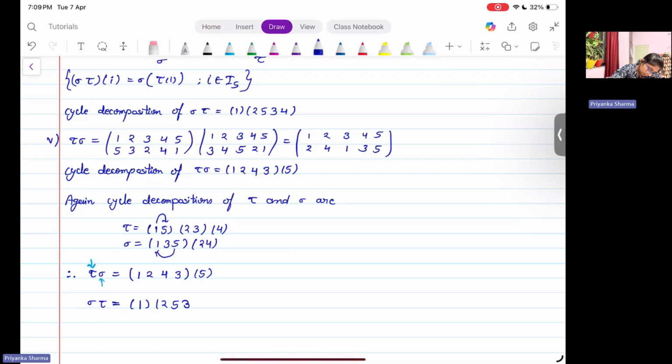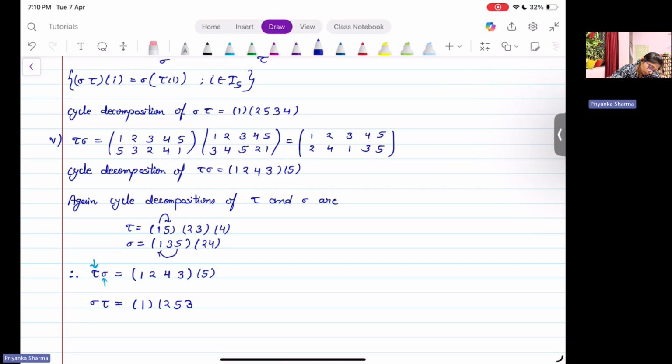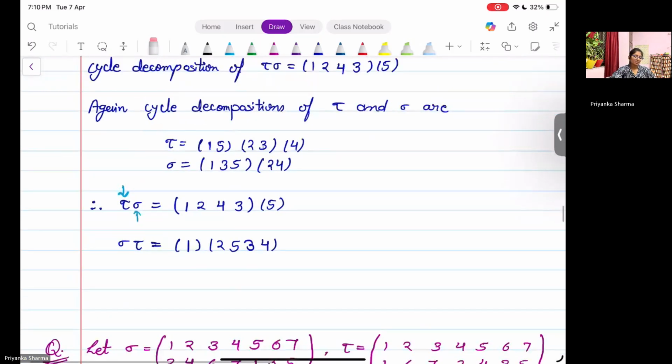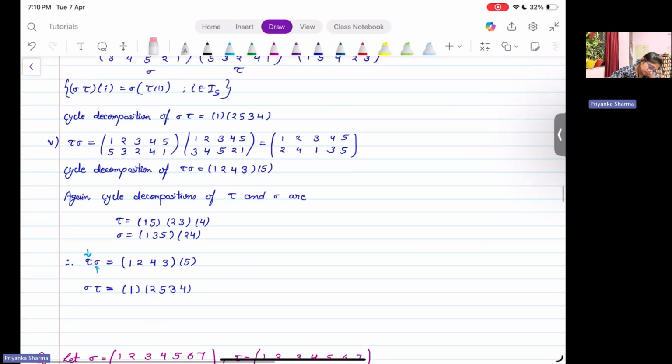Now 3 goes to 5 and 5 goes, sorry, 3 goes to 2 and 2 goes to 4. So here we will write 4 and 4 goes to 4 and 4 goes to 2. So the cycle completes. Okay. So you can check these two are same. This one and this one. And this, they are same.